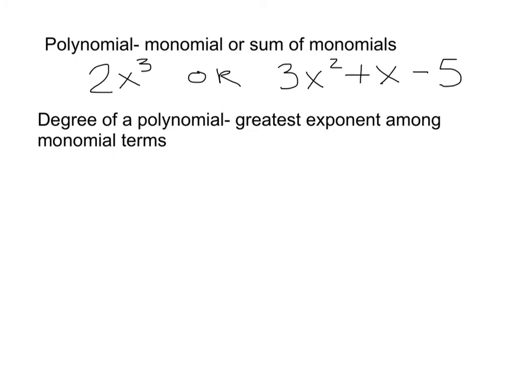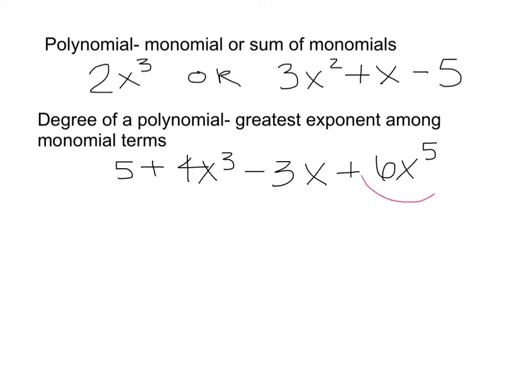The degree of a polynomial is going to be the greatest exponent in each monomial term. So if I were to give you 5 plus 4x cubed minus 3x plus 6x to the 5th power, you're looking for the monomial that has the greatest exponent, and since 5 is your largest exponent, this polynomial has a degree of 5. You don't care about any of the other exponents, you just care about the highest exponent.